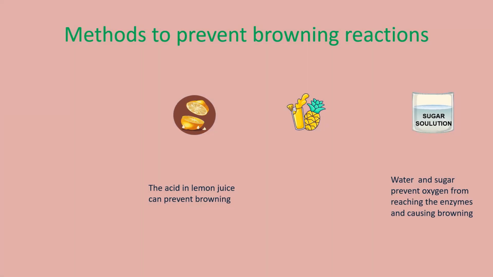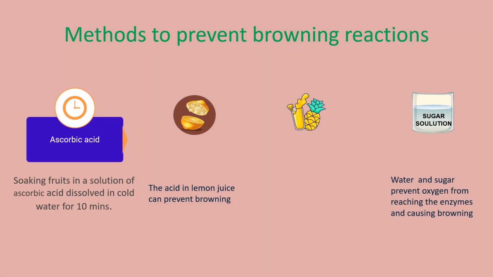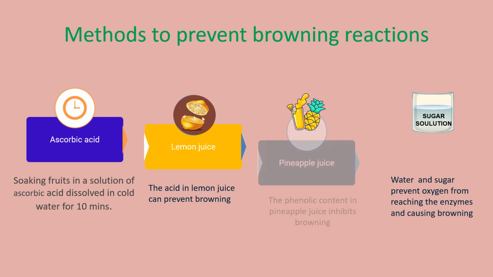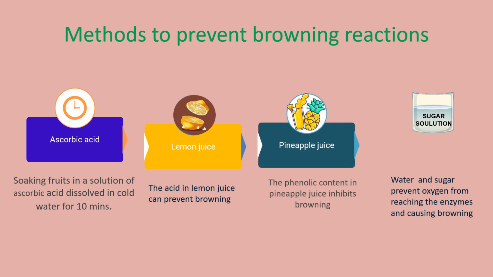Now, how are we going to prevent these kinds of browning reactions? The first method is using an ascorbic acid solution, which can be dissolved in water for 10 minutes. The next one is lemon juice. The acid in lemon juice can prevent browning. Pineapple juice also helps in preventing browning. The phenolic content present in this juice will inhibit browning reactions. When a solution is made with water and sugar, and the fruit is dipped in this solution, it prevents oxygen from reaching the enzymes and causing browning.